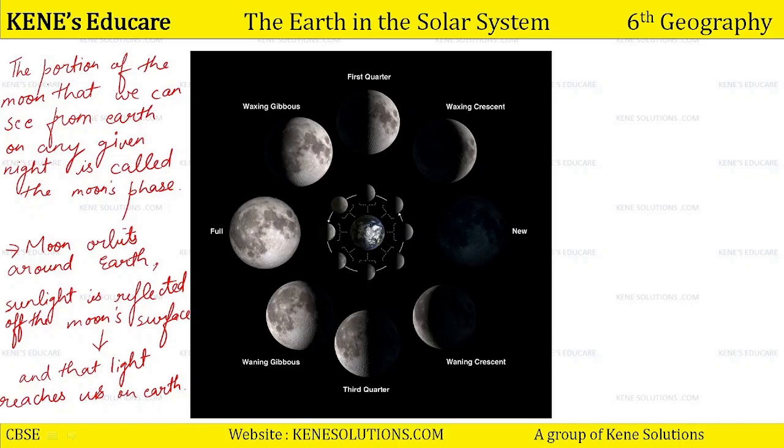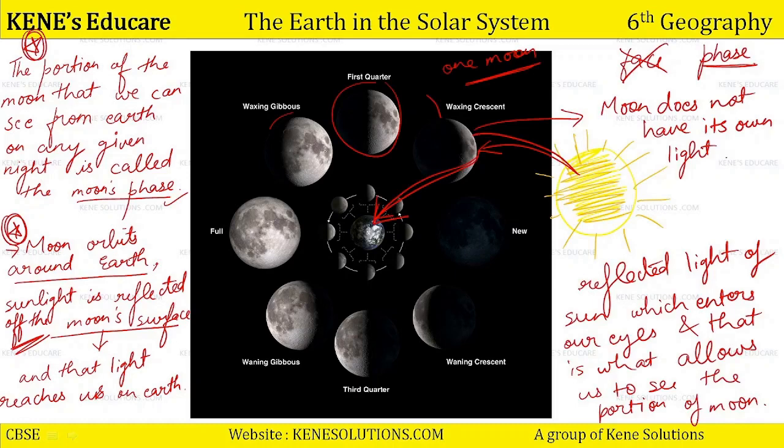Moon orbits around the earth. Sunlight is reflected off the moon's surface and then that light reaches earth. And then we see only that part of the moon as much as the light that reflects to the earth. Okay, and this depends on the position of the moon. Correct. Then I told you that moon does not have its own light. It's actually the reflected light of sun which enters our eyes, and that is what allows us to see the portion of the moon. Okay, because the moon has no light of its own. Whatever light goes from the Sun towards the moon and reflects back to the earth, we see only that much part or that much phase of the moon.